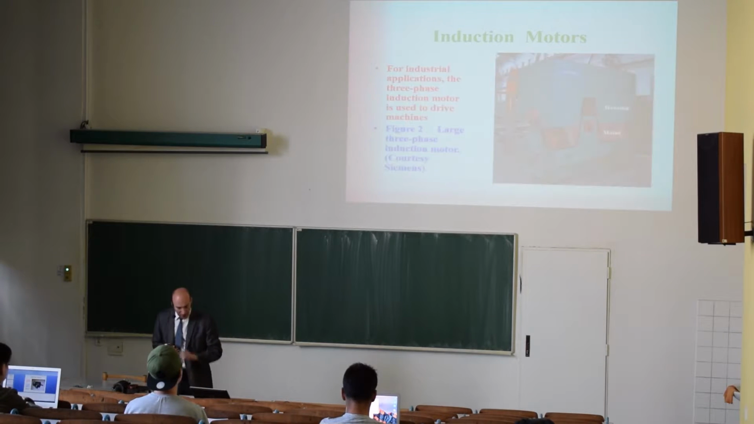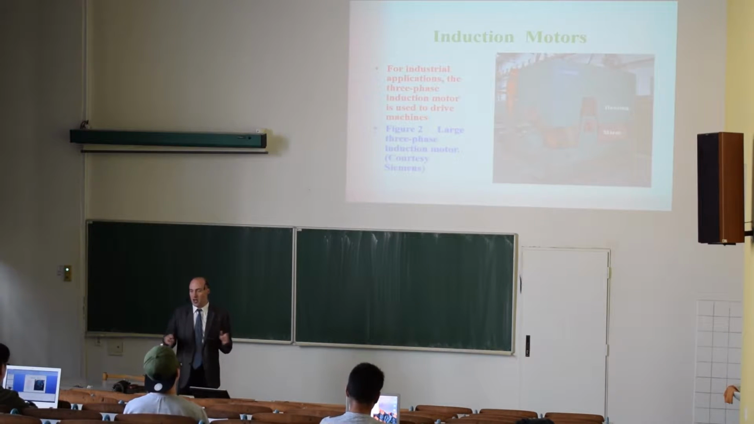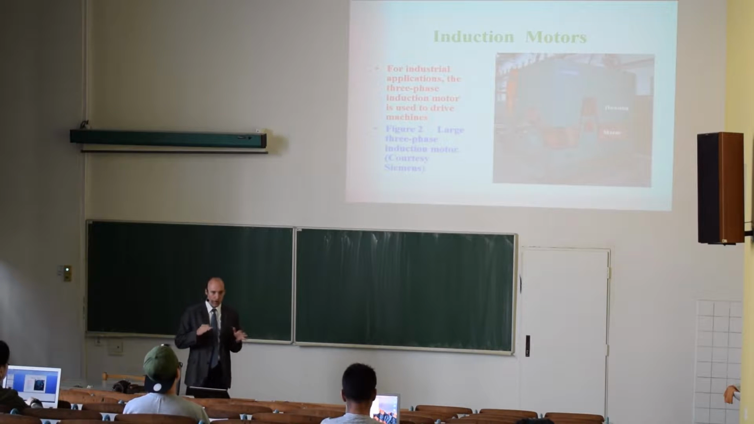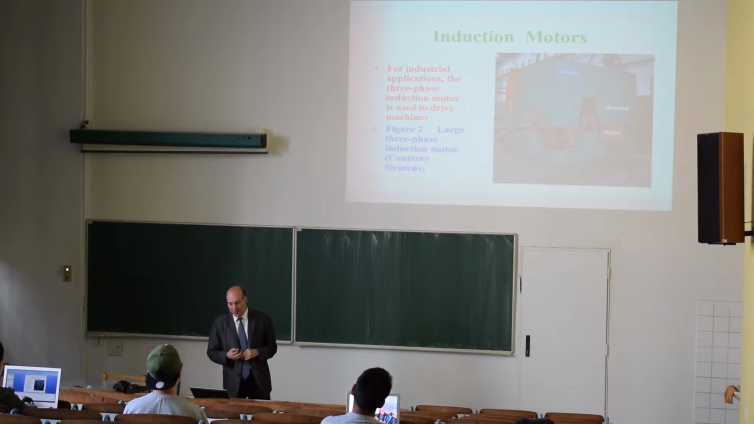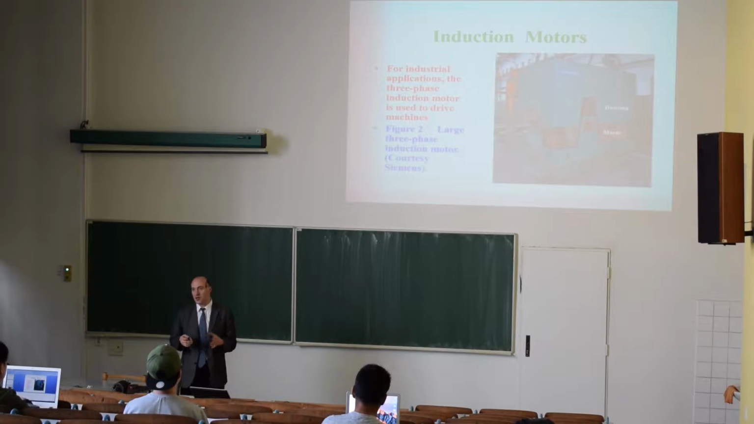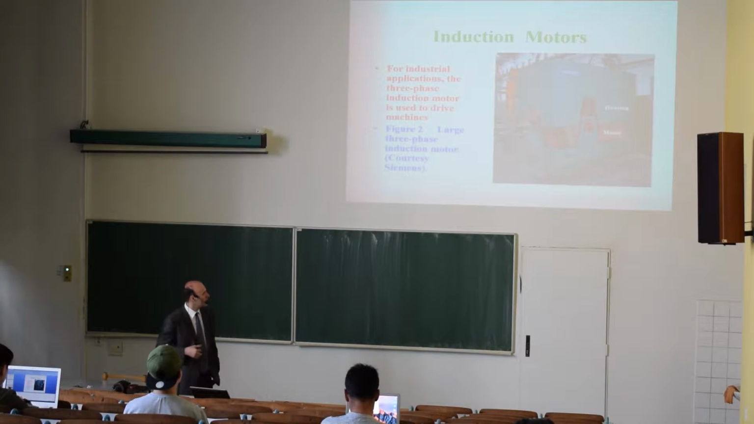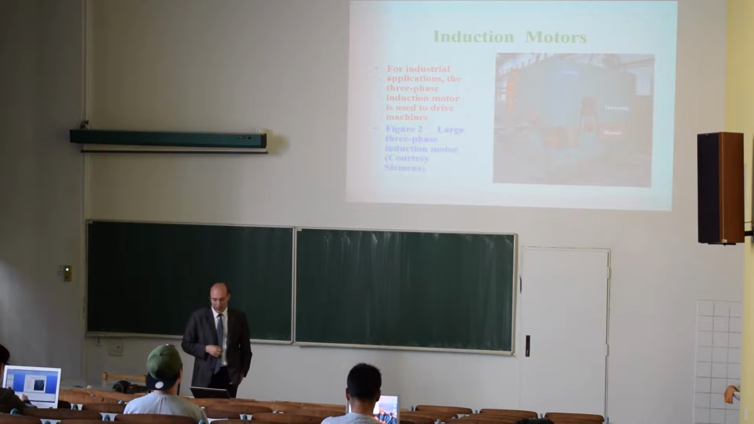Here you have an example of a large induction motor. Induction motors come in various sizes. They can be produced for powers of 100 watts, but they can also be 400 kilowatts or 1 megawatt. So here you see an example of a three-phase induction motor. We will discuss the properties later. Here you see the motor itself, and that's the large version.